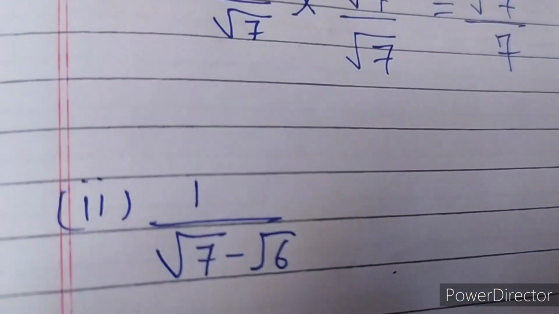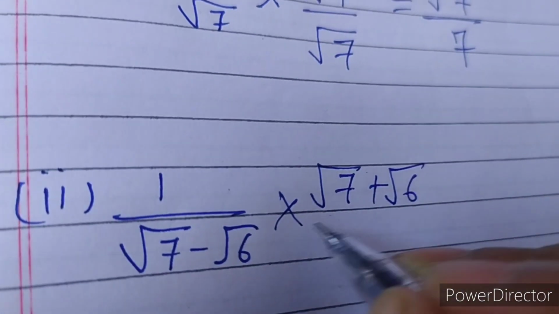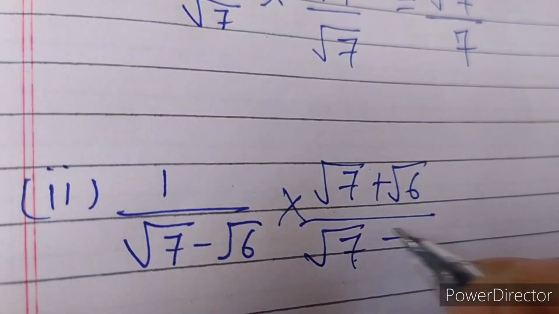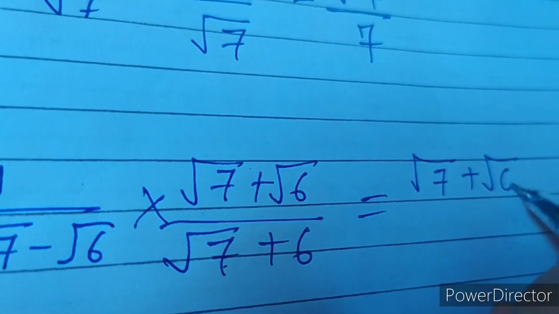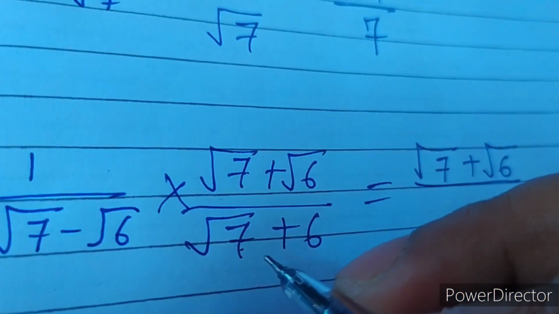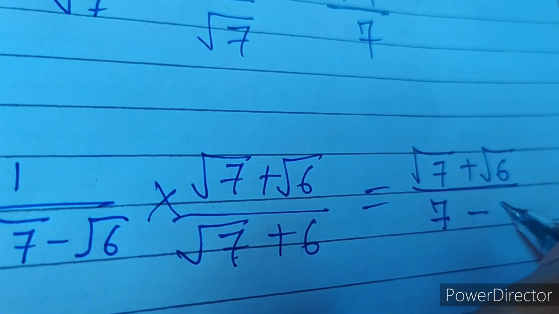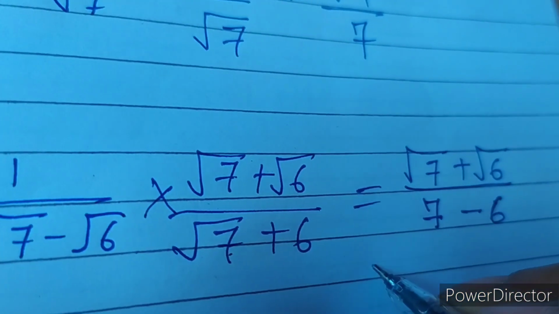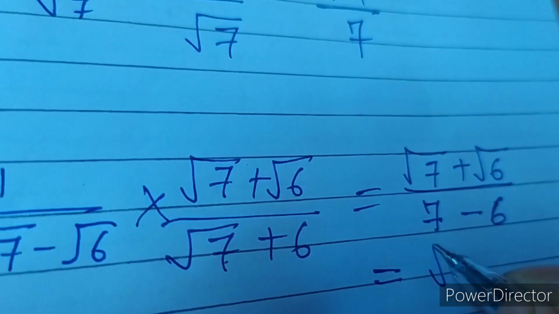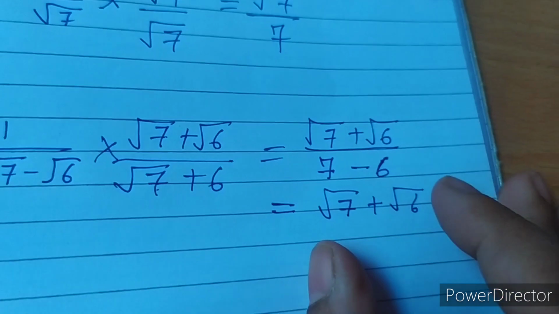Now you have to rationalize this denominator. So we'll multiply it with under root 7 plus under root 6 divided by under root 7 plus under root 6. So you will get under root 7 plus under root 6 in the numerator, and in the denominator, under root 7 squared will be 7 minus under root 6 squared, which will give you 6. So that will be equal to 1, and the answer will be under root 7 plus under root 6. Okay, so I have rationalized the denominator in this case also.